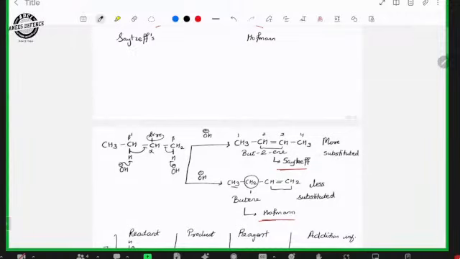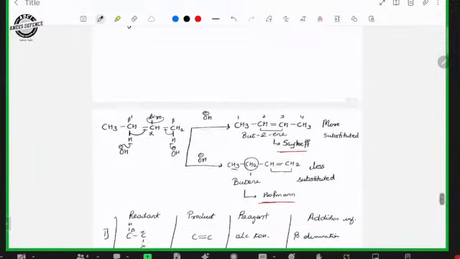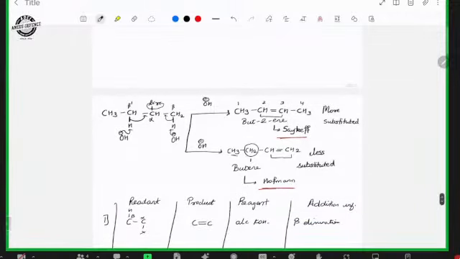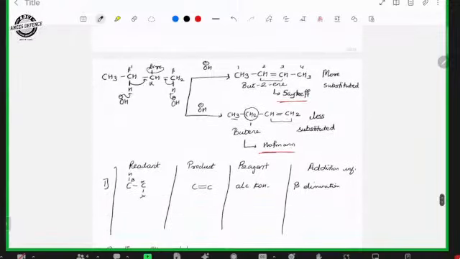In the second product, B, we are seeing that there is a less substituted alkene. If the less substituted alkene is obtained as the major product, then that rule is given by Hoffman. Actually this Hoffman is not in your syllabus, but just for your general knowledge, you have to keep this in mind.